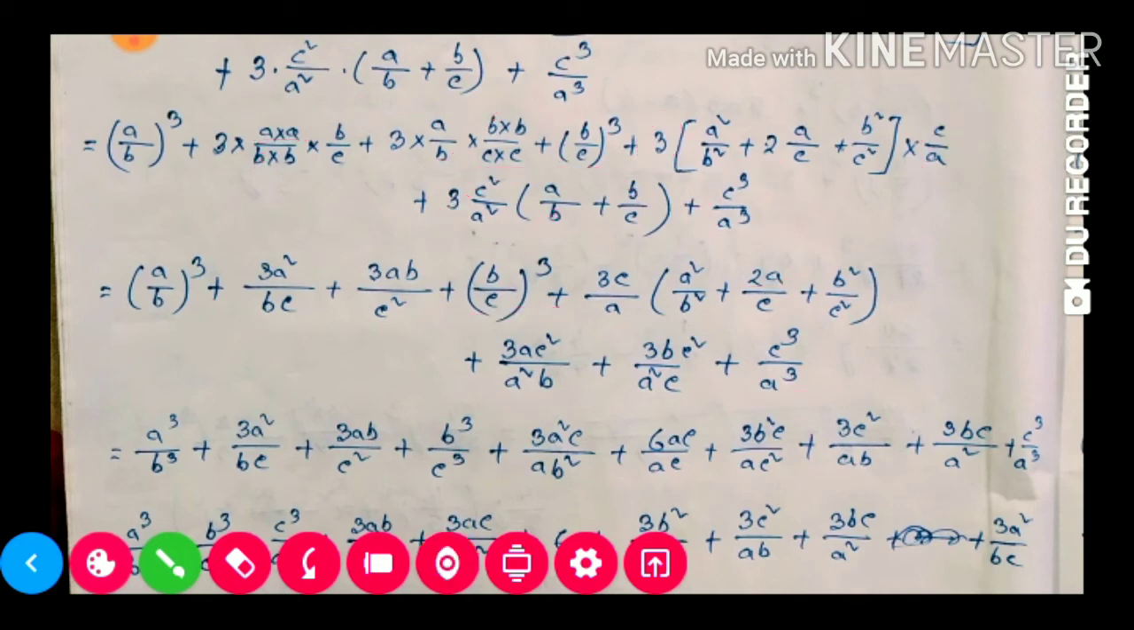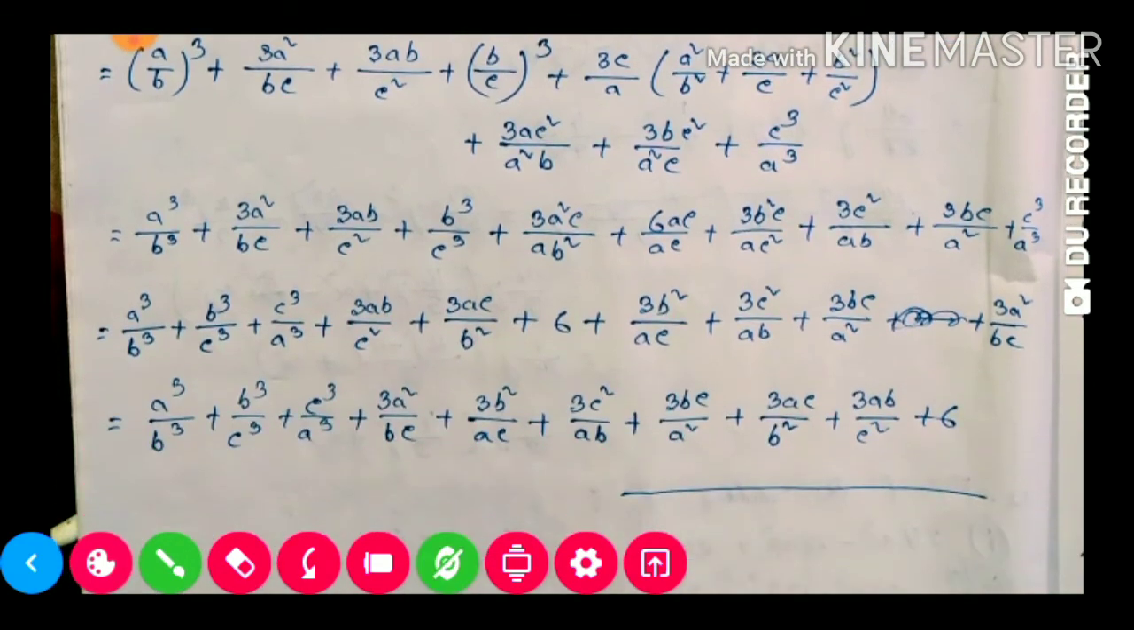Now we will go on to our next line. Next line you will see this one will be a cube divided by b cube, 3a square, this same to same will remain. This one also same to same remains. This one will be b cube divided by c cube. This one multiply this one, so it will be 3a square. This one if we multiply these two, you will see this one will be 3c into a square. If we multiply, so it will be 3a square c divided by this one ab square.